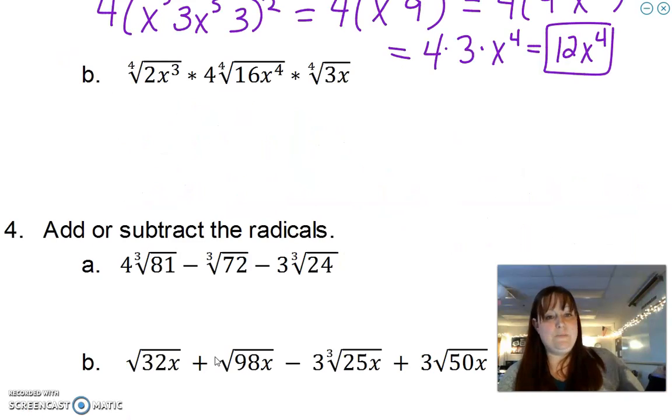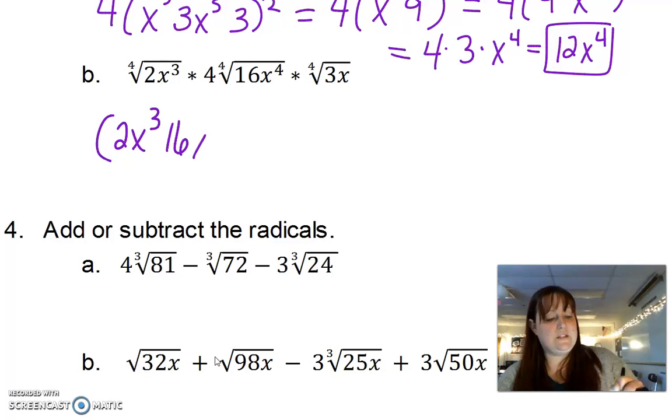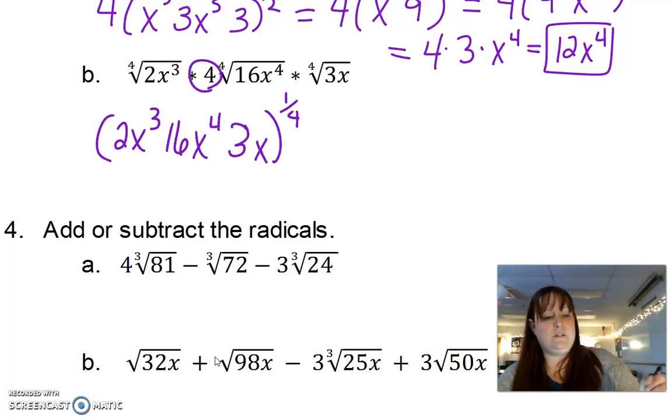All right, same thing here. Since they all have the same index, we can combine them together. So this is 2x cubed times 16x to the 4th. We are only taking things that are under the radical. So those are the only things that are raised to the 1/4. And then this 4, see, it's not taking the 4th root, so that stays out here.